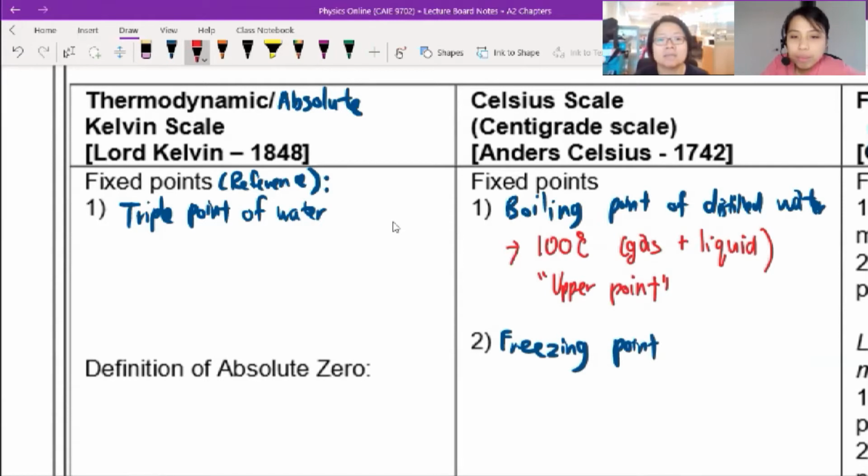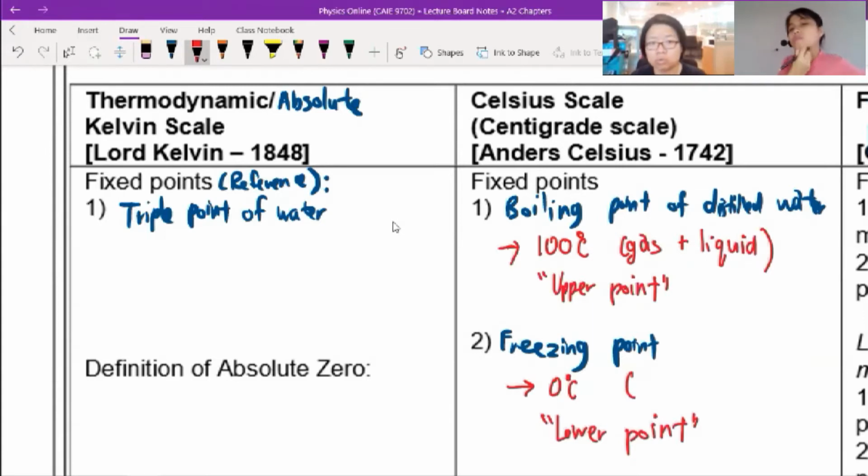Okay, the second fixed point in the Celsius scale is the freezing point, which we know is 0 degrees Celsius. So this one is the freezing point of pure water. If you study any form of chemistry, you would know that the presence of salt will change the boiling point and freezing point. So we are assuming that the water is pure. Distilled water, that's what it means, huh? Yeah. So last time in 1742, when Anders Celsius came up with this scale, his reading might be a bit off, because how did people make distilled water back in the days? They can only try their best.